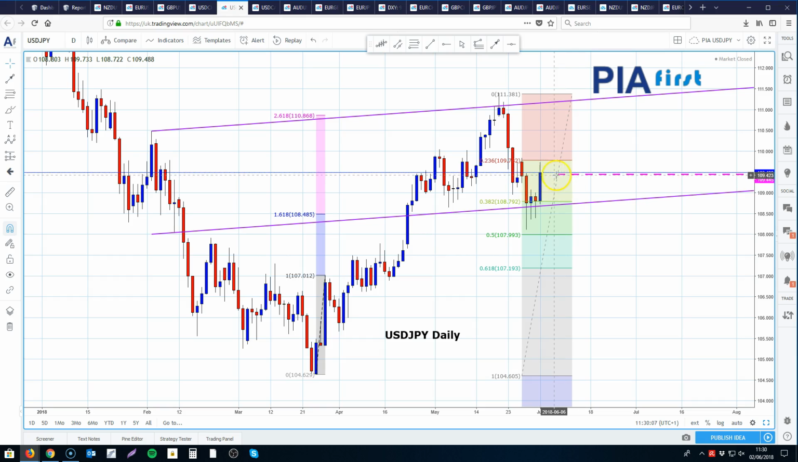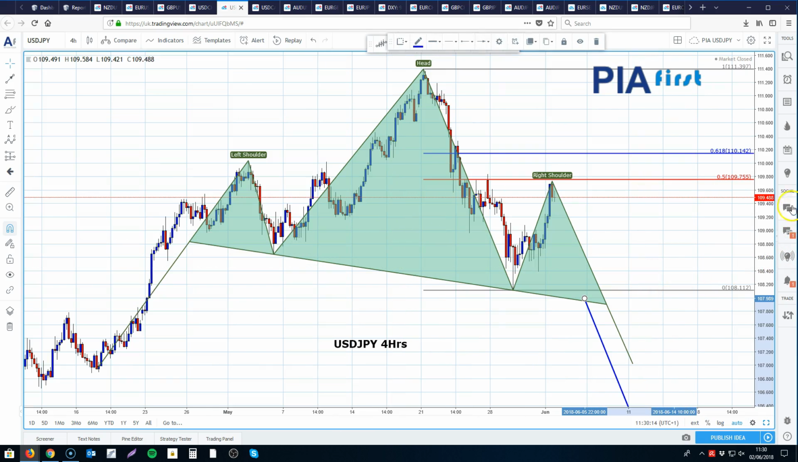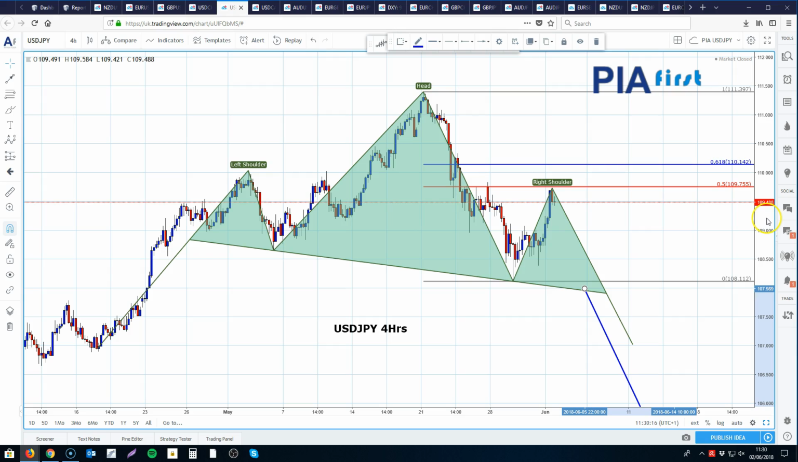So at the moment, the bias is still mildly bearish, and it's not until we go to the intraday chart that we can see the potential for a head and shoulders pattern. So left shoulder, head, right shoulder, a break of this low, or this trend of lower lows, which is around about 107.90, and we're going to look to get short of dollar yen next week.